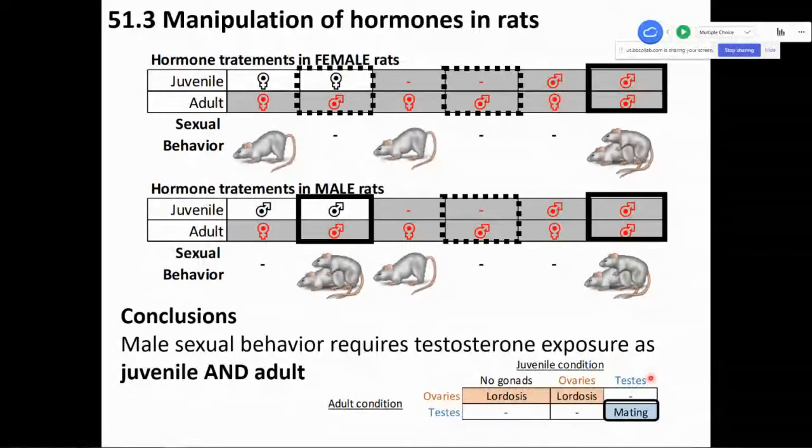So here, this is the juvenile condition. If you have the testes equivalent, no matter what sex you are, you will mate if you also get the testes equivalent as an adult, okay? If you express testosterone or have testosterone implanted as an adult, but you have not had testes or testosterone as a juvenile, you will not engage in mating behavior, okay?